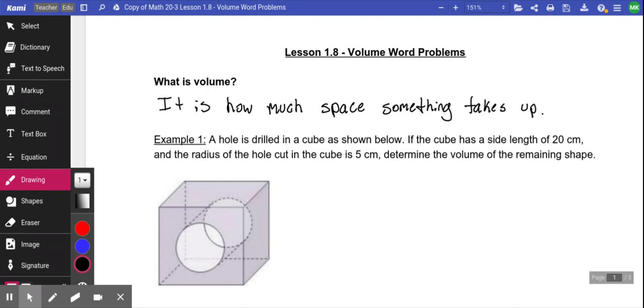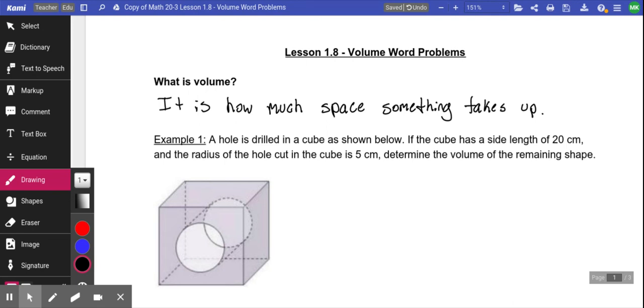Before today, we always just had a basic shape, right? You're finding the volume of a cone or a sphere or a box or something very basic. Today is going to be a little bit more complex. We're going to have shapes within shapes, shapes with parts cut out of them. We're going to have staircases, all kinds of more applicable things.